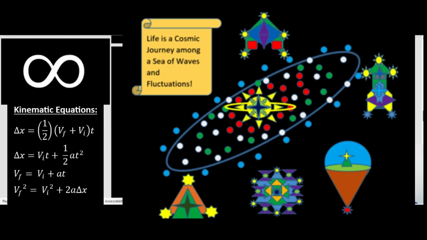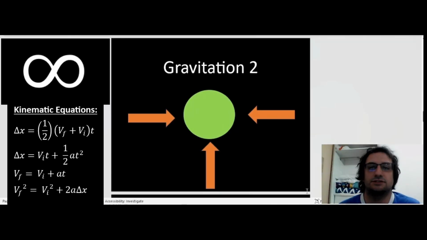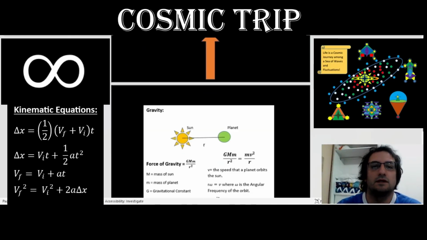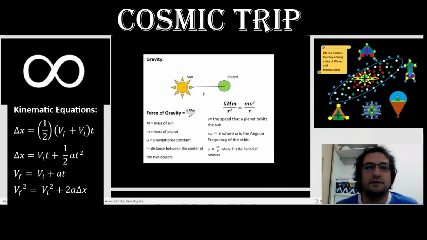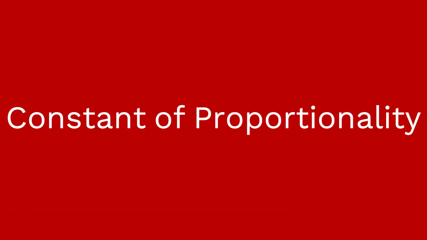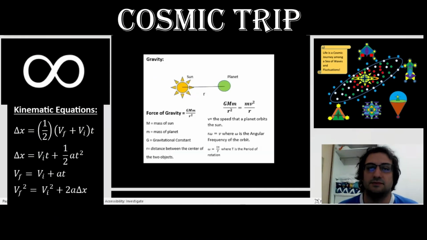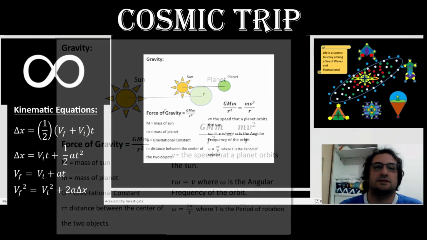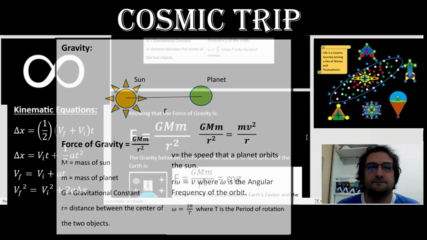Hello everyone. Today we're going to talk about part 2 on gravitation. So we know that the equation for gravity between two objects is big G M m over r squared, where big G is the gravitational constant, a constant of proportionality that allows us to find the force between the objects. The two m's are the masses of the two objects, and r is the distance between their centers of mass.